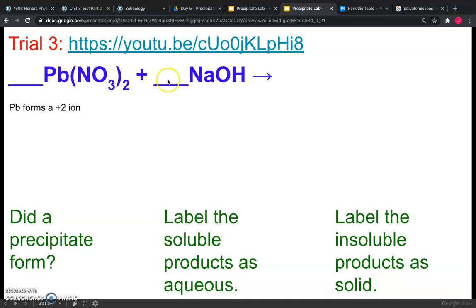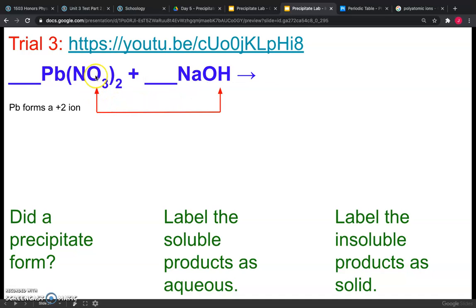We have lead nitrate and sodium hydroxide. Again, it's a double replacement, so the nonmetal is going to trade places with the other nonmetal. In this case, they're both polyatomic ions. So we're going to pair up lead with the hydroxide, OH, and we're going to pair up sodium with the nitrate, NaNO3.